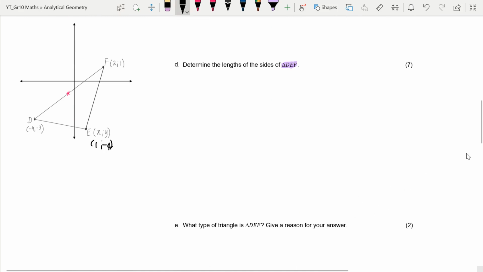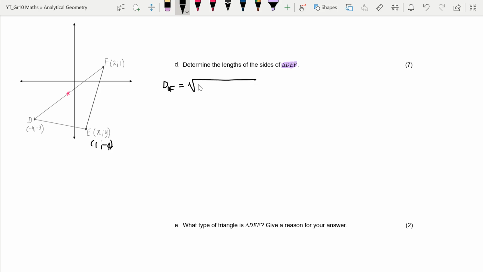We've got the 3 coordinates, and we are going to have to use the distance formula 3 times. So it makes sense that our mark allocation there would be 7. Remember, high mark allocation doesn't always mean difficult sum. It just means multiple steps. So I am going to find, it doesn't matter obviously which one you start with, I'm going to start with finding the distance of DF.